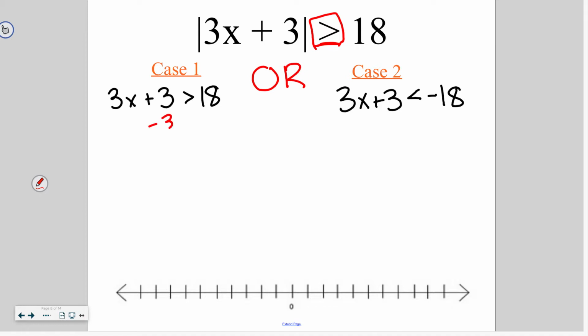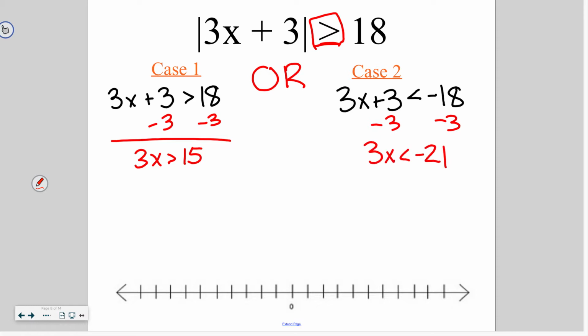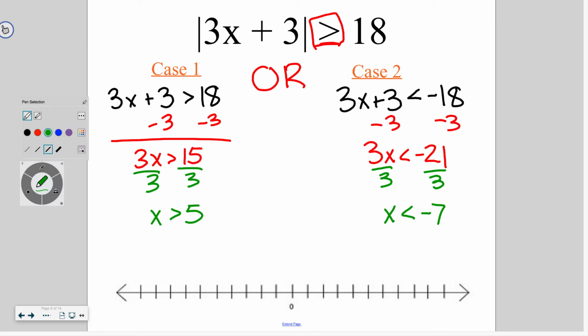To solve both, we're going to subtract 3 from both sides of our inequality, and I end up with 3x is greater than 15, or 3x is less than negative 21. Continuing to solve, I've got dividing by 3 on all of our answers, and I get x is greater than 5, or x is less than negative 7. Again, this is an OR statement. So when I come down to my graph, first one I've got is x is greater than 5.